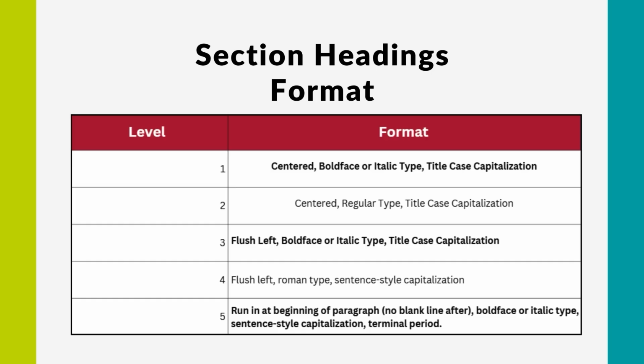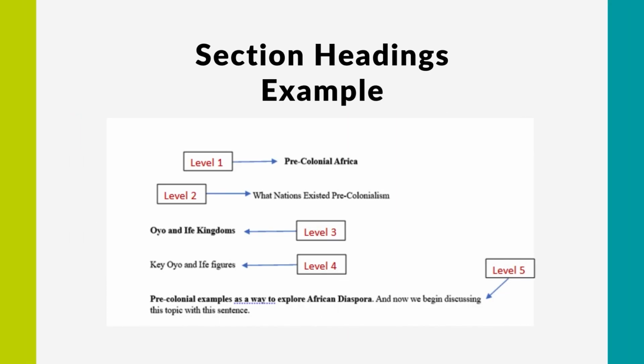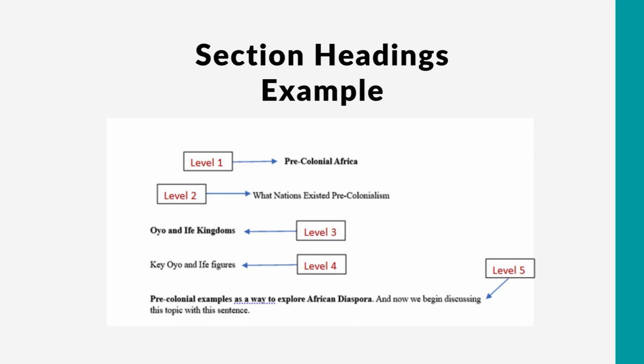Level 5 headings should be on the same line as the first sentence of the new paragraph, bold or italics, with sentence style capitalization, and ending with a period. The examples on this page show the progression of headings from level 1 to level 5, starting with the top as a level 1 heading.